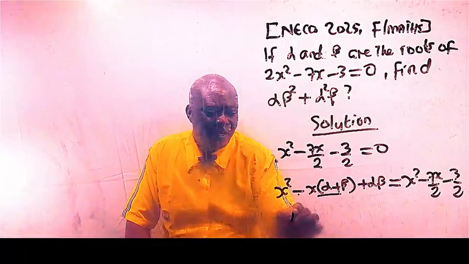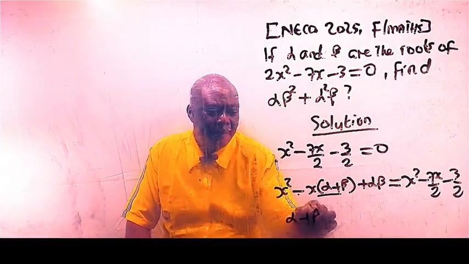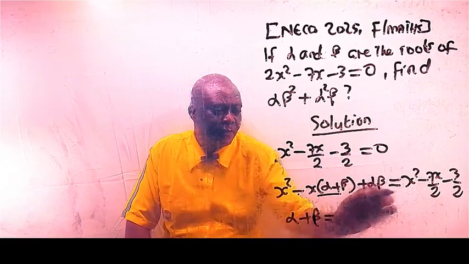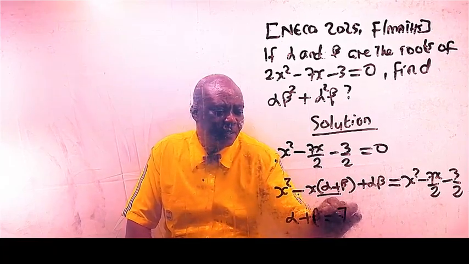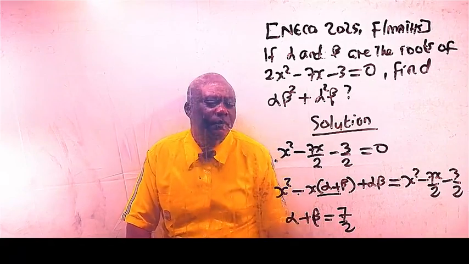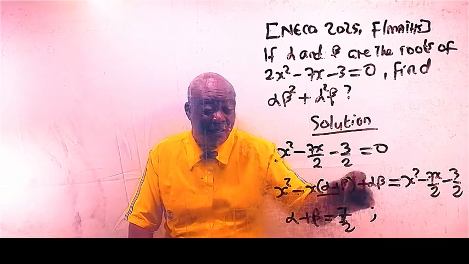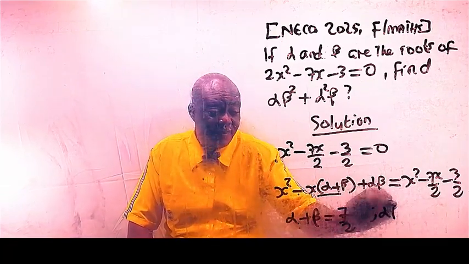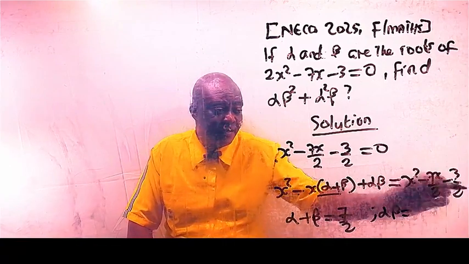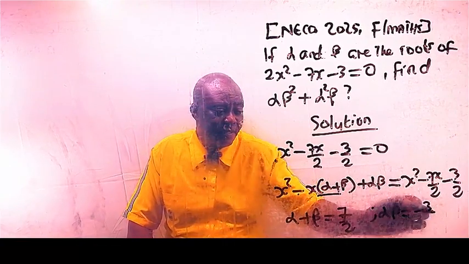So alpha plus beta will be equals to 7 over 2. If you do the same thing again with alpha beta here, the constant is alpha beta, and it will be minus 3 over 2.